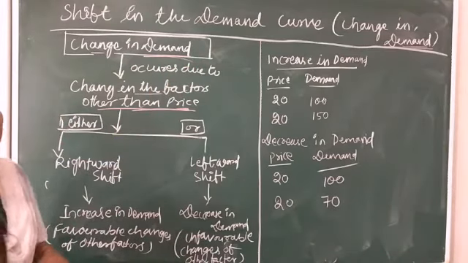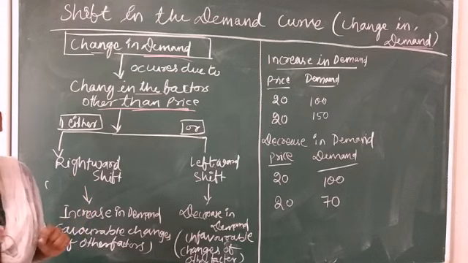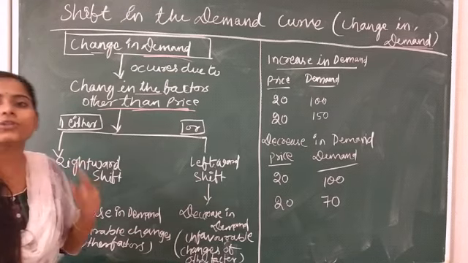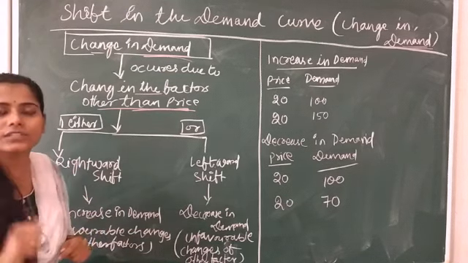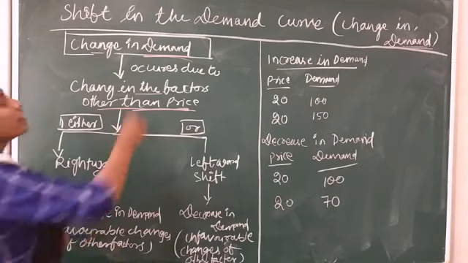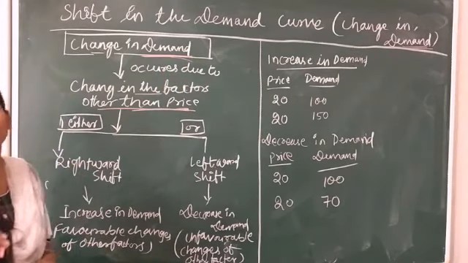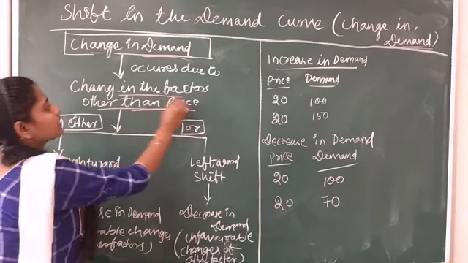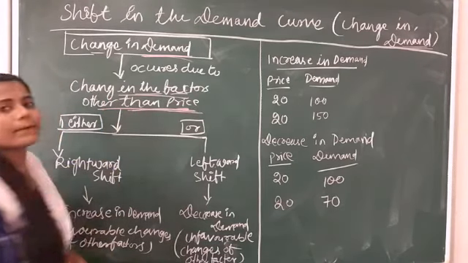This point should be noted: there is no change in quantity demanded here. If we discuss quantity demanded, then it is related to the change in the price. But here we discuss the change in demand only. So change in demand is due to change in the factors other than price.